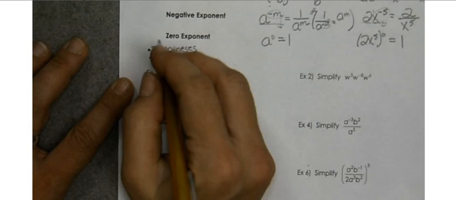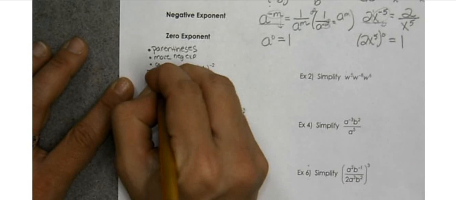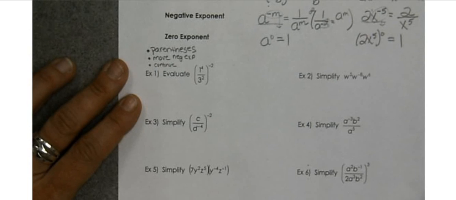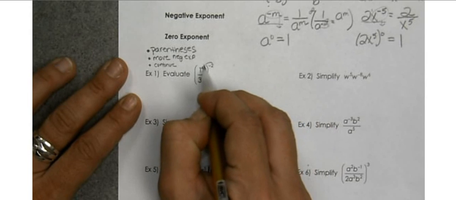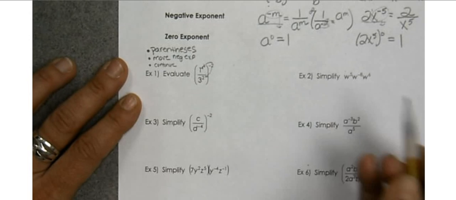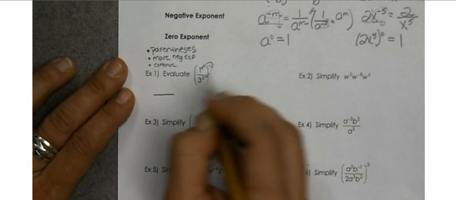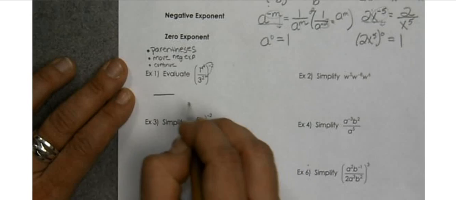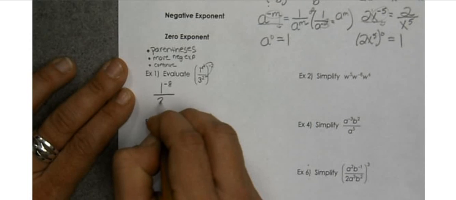And then I just kind of continue simplifying from there. So like in example 1, the first thing that I would do is apply that -2 to both the numerator and denominator. And so when I do that, I need to use the property where I multiply the exponents also. So I have 1 to the -8, and then 3 to the -4.